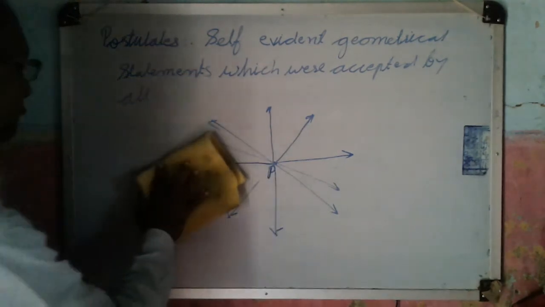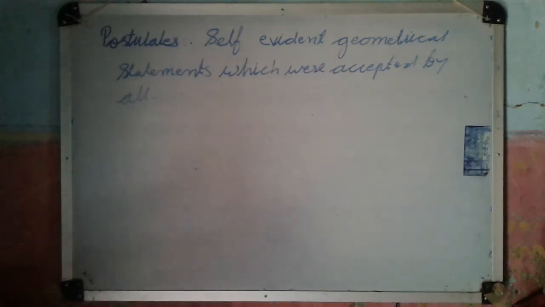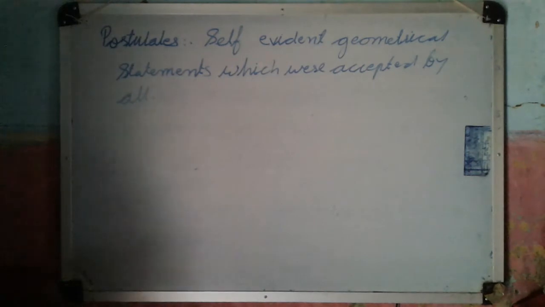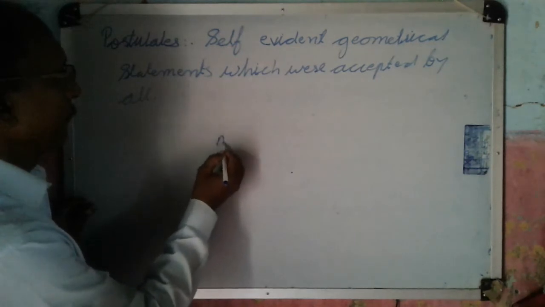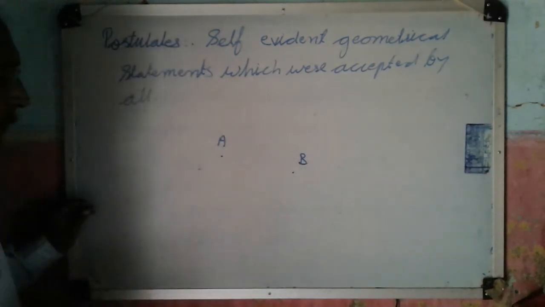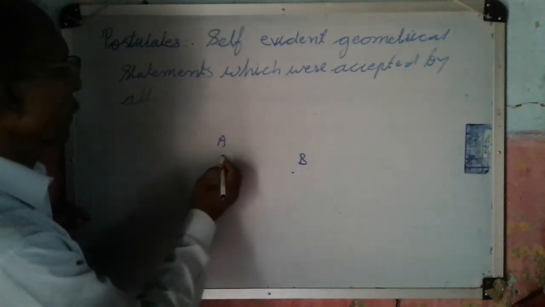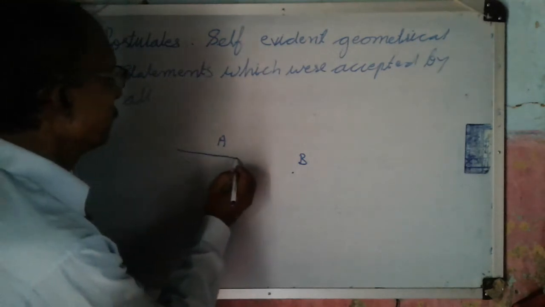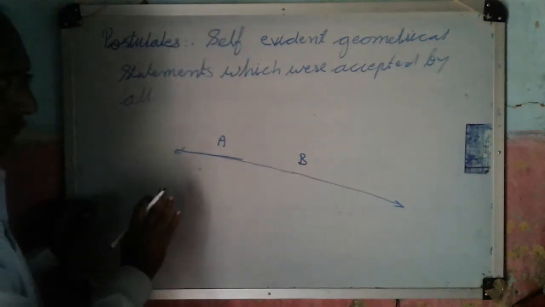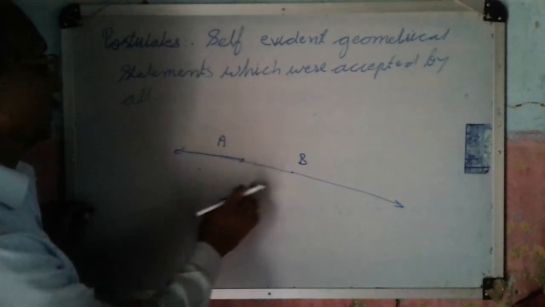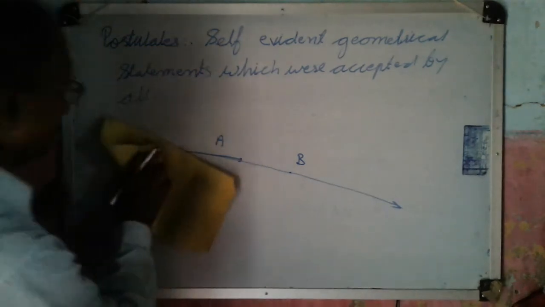The second postulate is, there is one and only one line passing through 2 points. Suppose here 2 points are there. There is one and only one line passing through 2 distinct points. We can draw only one line. We cannot draw another line passing through these 2 points. So this is the second postulate.